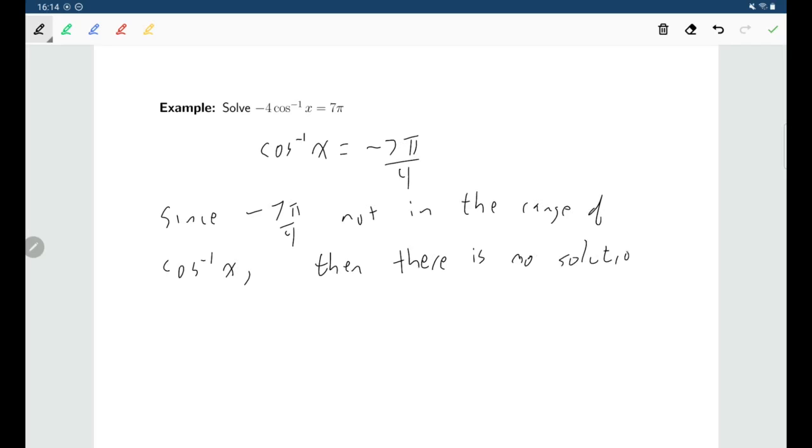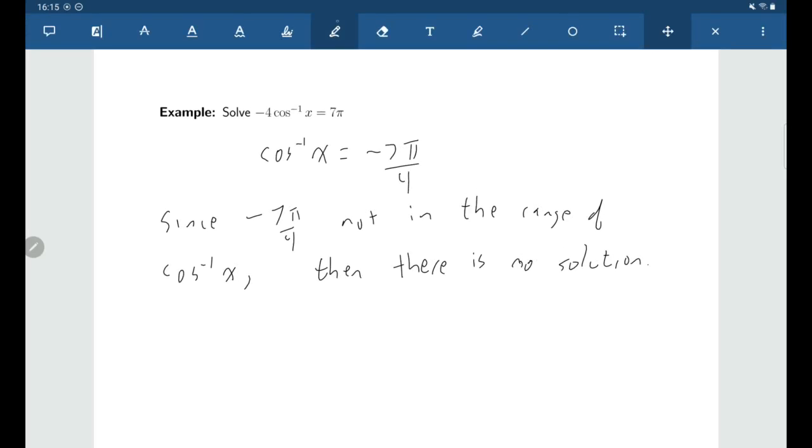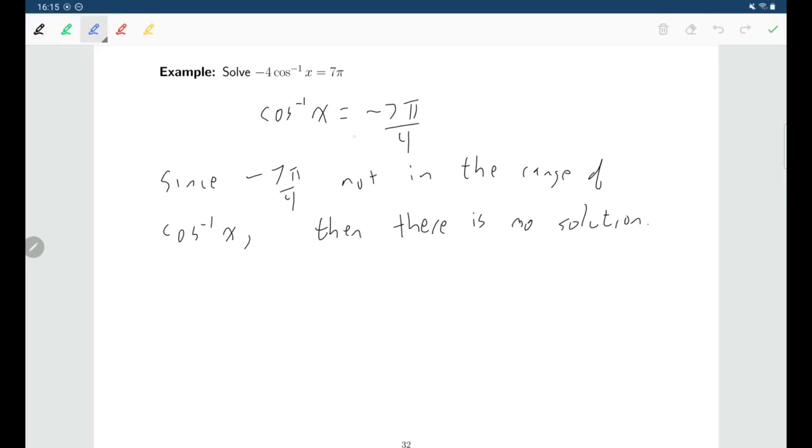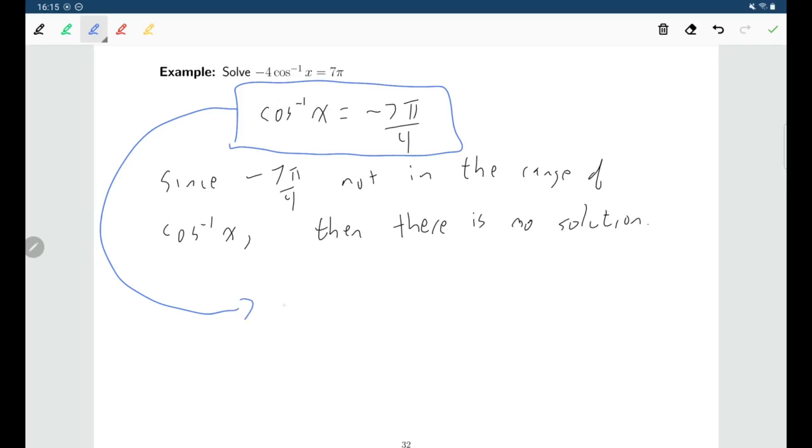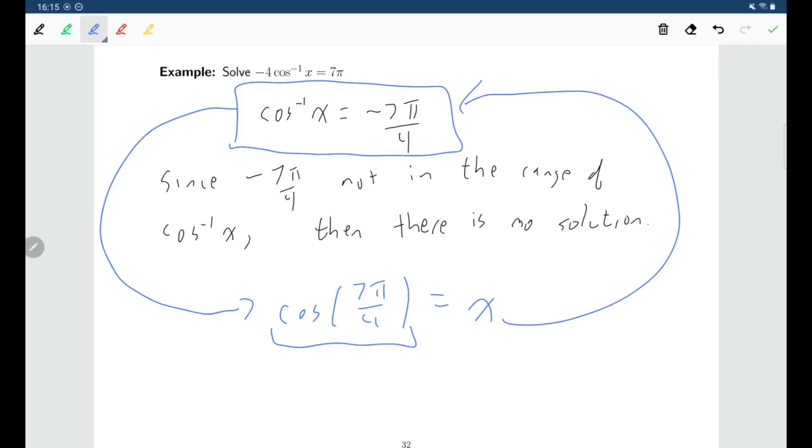And that's one place where we do need to be a little bit careful here, because if you didn't check your work here and didn't check to see whether or not negative 7 pi over 4 was in the range, you might be tempted to just start by rewriting this as a cosine equation and then coming up with a value for x. And you would be able to. That certainly is something you can find the value of. You can find the value of cosine of 7 pi over 4. However, that value that you find would not be a solution to the original equation.